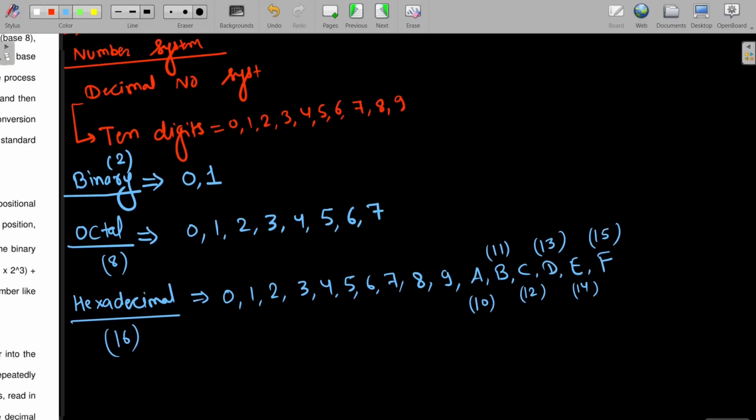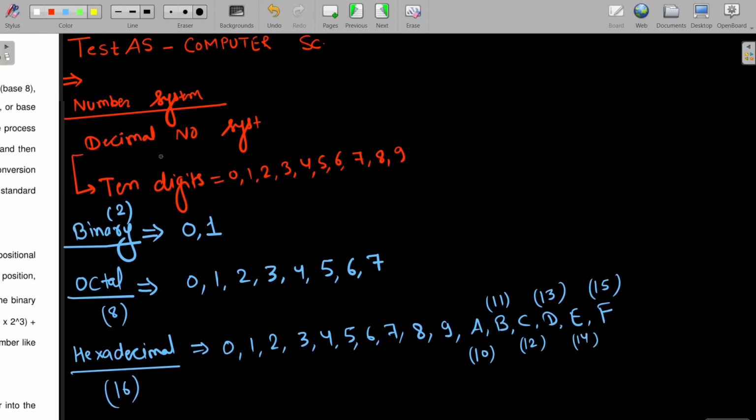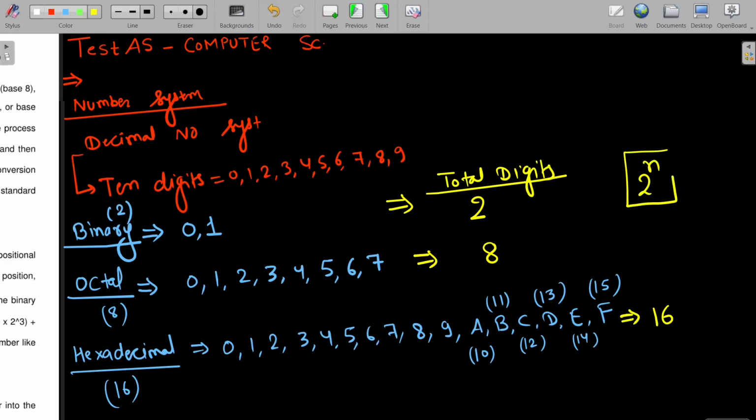And we may have some other number systems also. One more thing we should take care of: the total digits in the binary number system are 2. For octal, this is 8. For hexadecimal, the total number of digits is 16. So there are two kinds of number system, especially. The first number system is one in which the total number of digits follows the format of 2 raised to power n. Right? This 2 can be written as 2 raised to power 1. This 8 can be written as 2 raised to power 3. This 16 can be written as 2 raised to power 4.